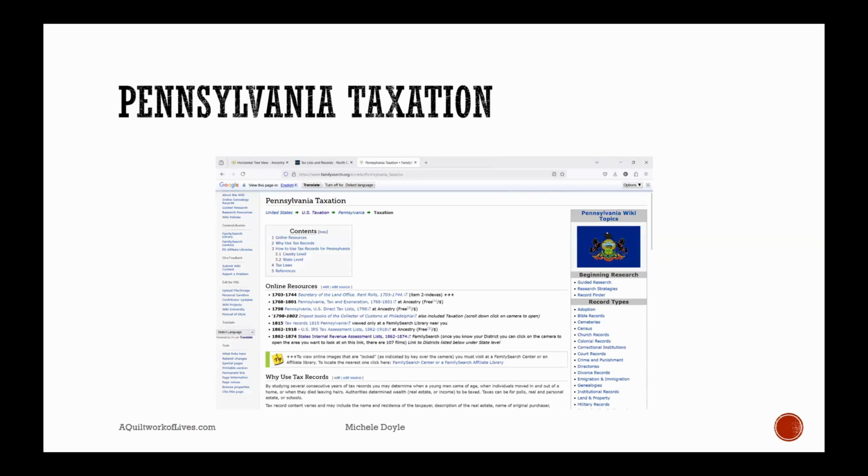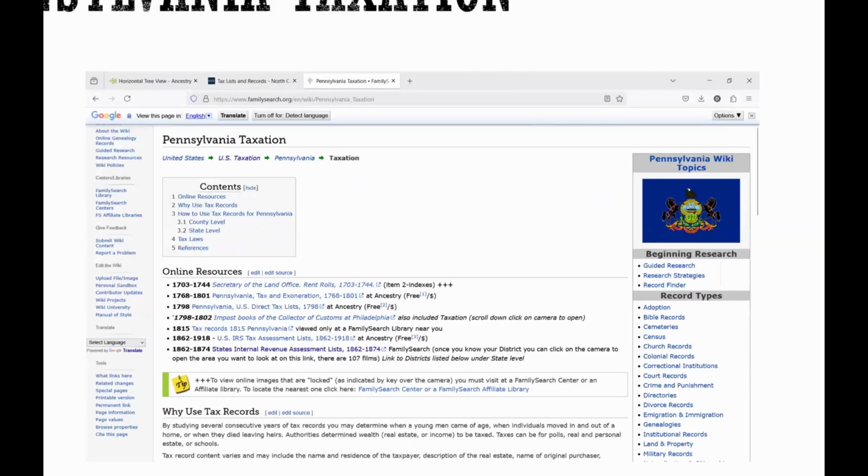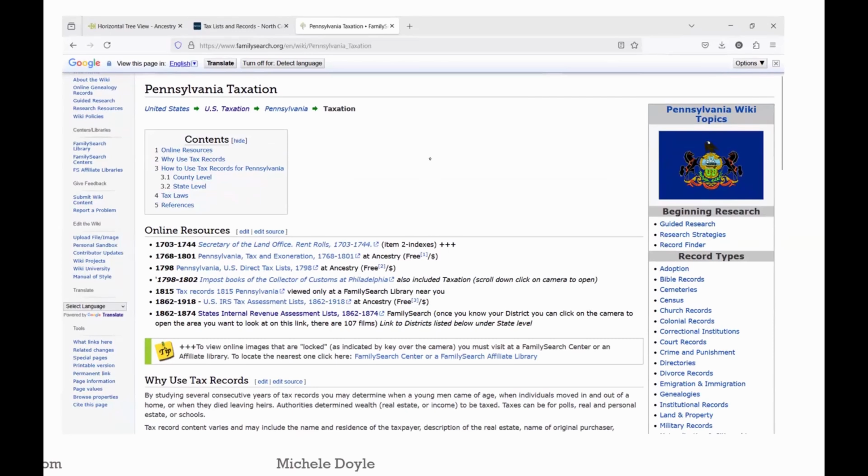So this is my example. I'm going to blow this up just a little bit. This is my example of the wiki. So when you go into FamilySearch.org and you go to the search bar and then the wiki bar, I put Pennsylvania taxation. So I wanted to know more about what kind of resources are out there and where can I find them and how can I use them. So you can see the little blue box here. The blue here are what's in this whole article.